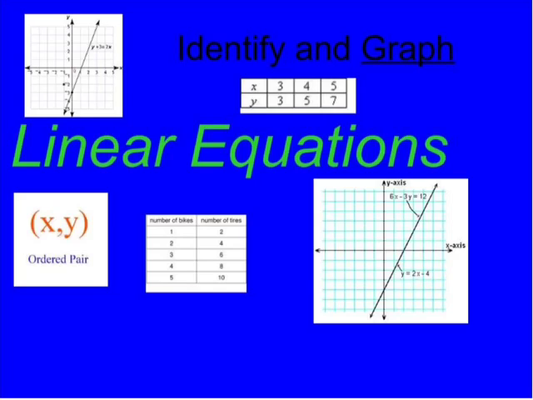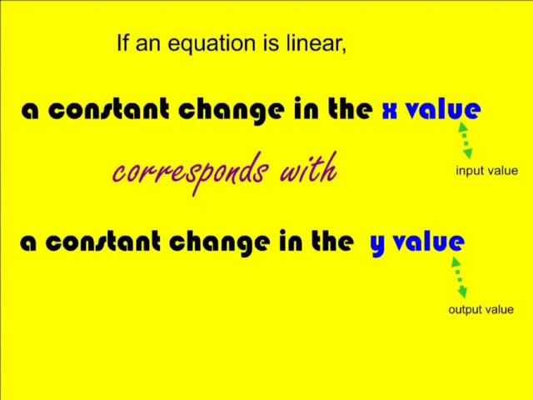Before we can actually graph an equation, we use the equation to create a table of ordered pairs. We put them together in XY ordered pairs, and that's how we are able to graph the equation. Let's take a look at a little definition here. If an equation is linear, then you have a constant change in the y value that corresponds with a constant change in the x value.